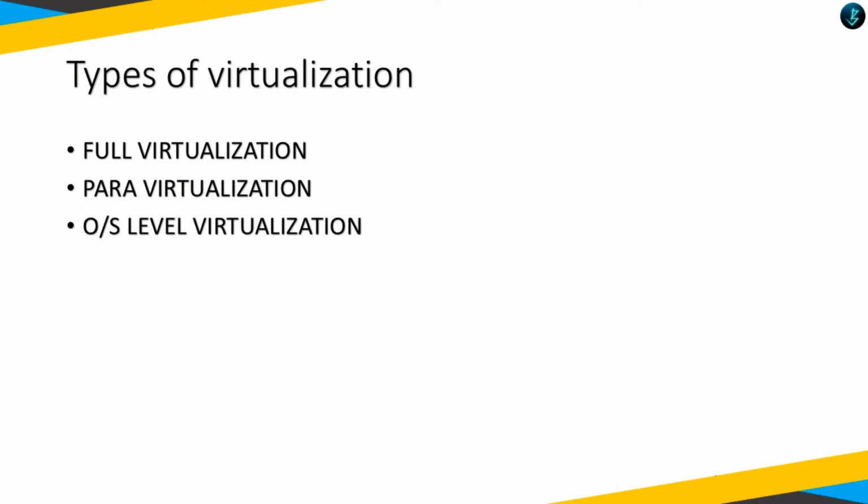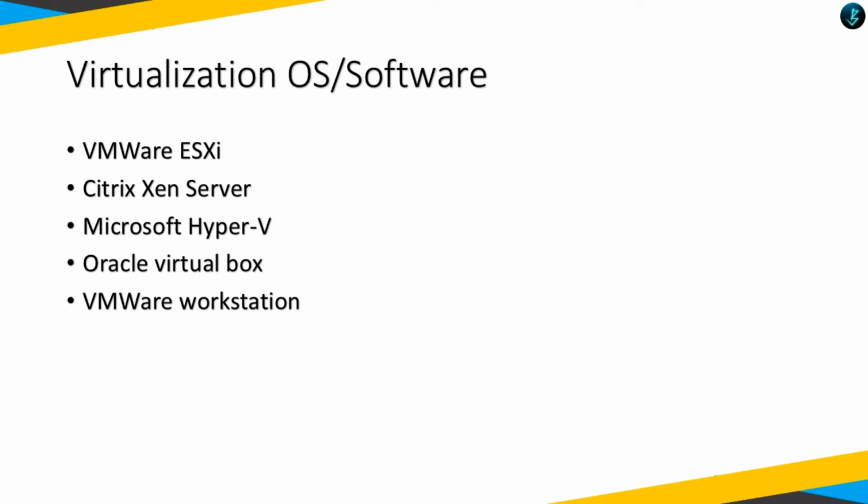Coming on to the virtualization OS and software, you have VMware ESXi, Citrix XenServer, and Microsoft Hyper-V as the operating systems for a virtualization environment. And Oracle VirtualBox and VMware Workstation are good examples of virtualization software.